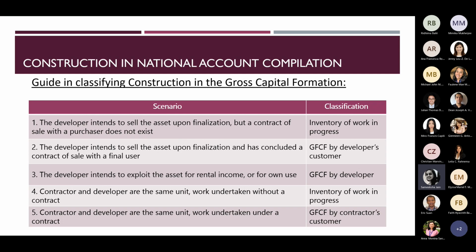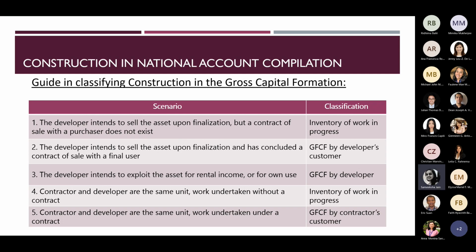So the first scenario is that the developer intends to sell the asset upon finalization, but a contract of sale with the purchaser does not exist. So here the operating word is that there is no contract at the outset. In this scenario, we will count this as an inventory of work in progress itself. In the second scenario, the developer intends to sell the asset upon finalization, but has concluded a contract of sale with the final user. So since this contract is in place, this becomes GFCF for the developer's customer or the client or the purchaser who will be buying it.